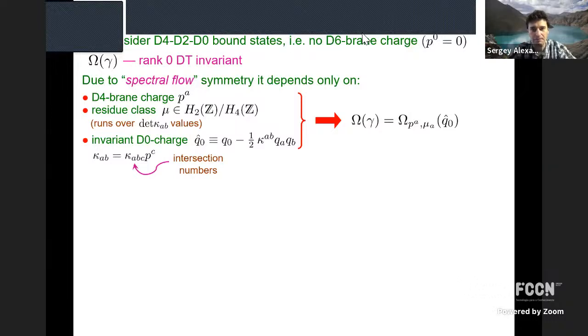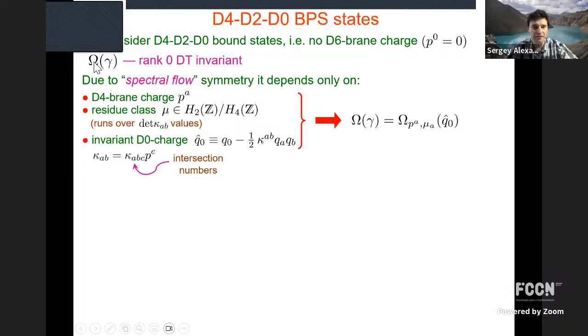So in other words, I put my D6 brane charge equal to 0. And the corresponding DT invariant is called a rank 0 DT invariant. As you can guess, the rank here simply means the value of the D6 brane charge. And this particular subset, D4, D2, D0, possesses a nice so-called spectral flow symmetry, which allows us to reduce the dependence on the charges a little bit.